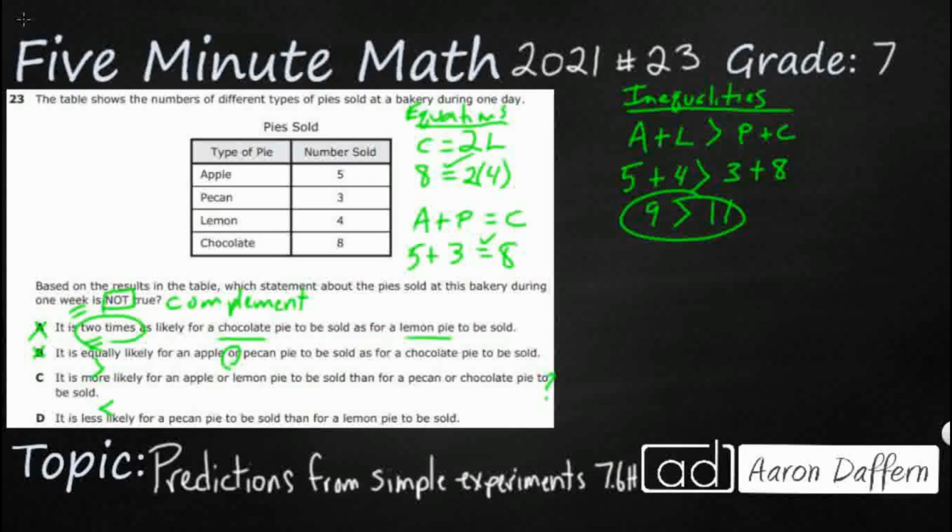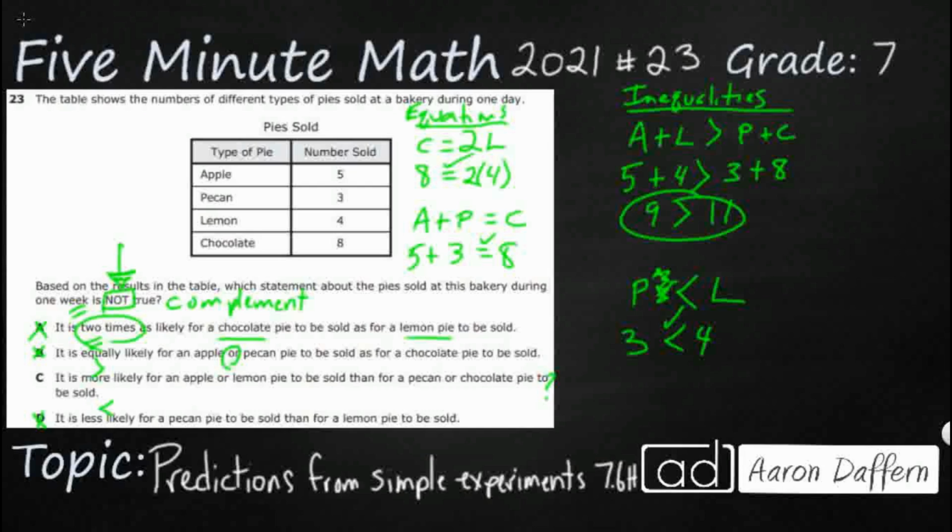It is less likely for pecan pie to be sold than for lemon. Okay, that's pretty simple. So pecan is less than, so less likely. So let's go ahead and put the correct one here. Less likely. Pecan is less likely than lemon. So pecan is 3. Is that less likely than 4? That's true. Remember, we're looking for the one that is not true. Very confusing. So since this is true, we're going to check mark that, and we're going to get rid of it. We don't want that. So yes, our answer here is going to be C.